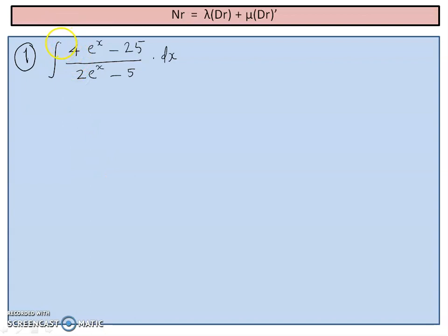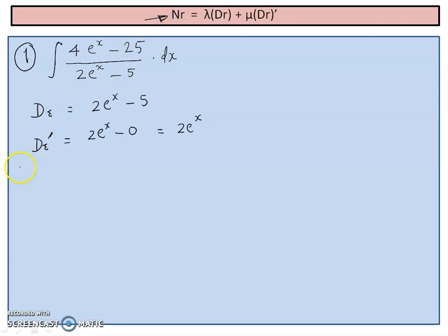Now we have to find the integral of 4e raised to x minus 25 upon 2e raised to x minus 5. So बच्चों, what is the denominator? The denominator is 2e raised to x minus 5. What is D dash, meaning the derivative? 2 into derivative of e raised to x, that is 2e raised to x, minus derivative of 5, which is 0. So that is 2e raised to x.